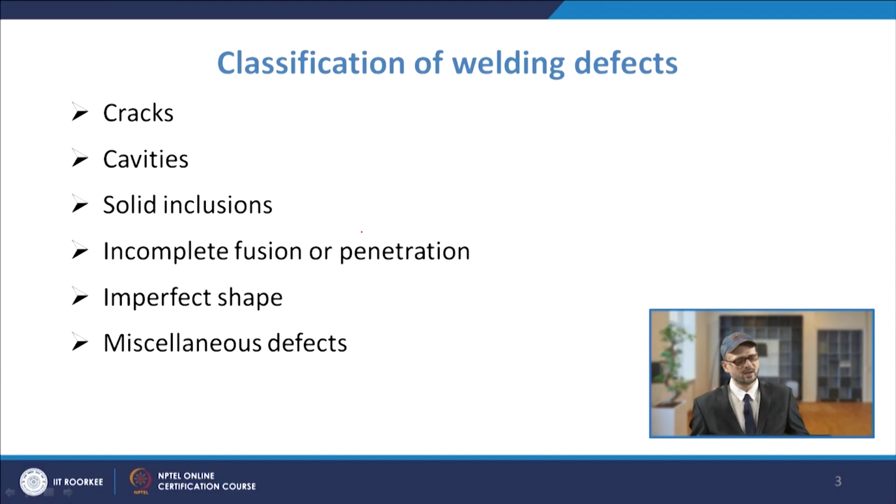Then we also have other miscellaneous kinds of defects. That is, you have the arc strike, you have excessive spatter. Then you have rough surface generation, that is another kind of defect which is likely to come in the case of welding. And you have uneven ripples, and then you have pock marks. So, these are the defects which come under the category of miscellaneous.